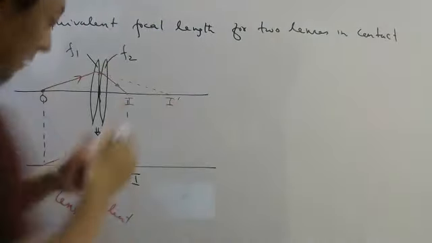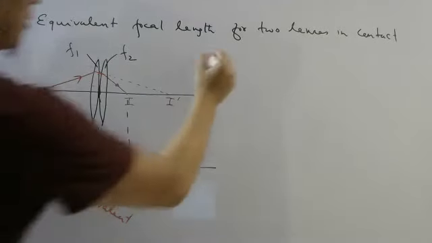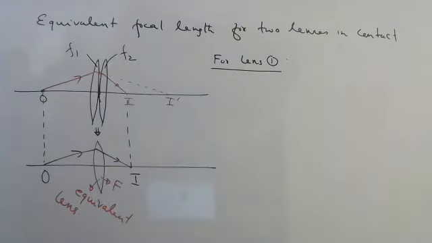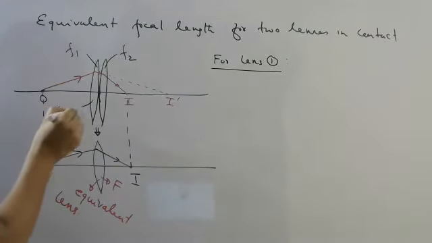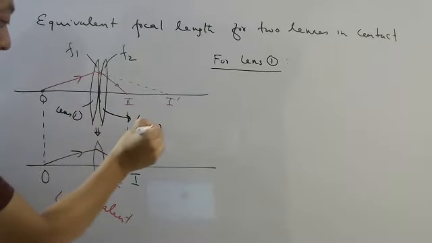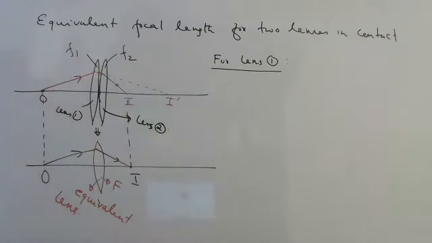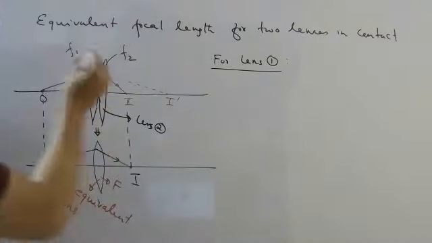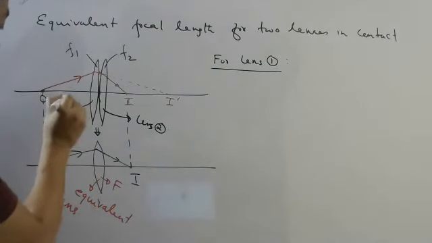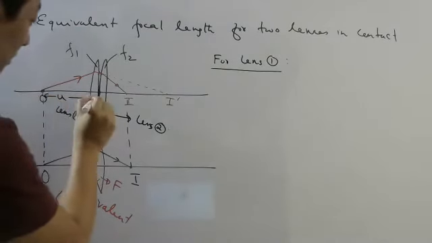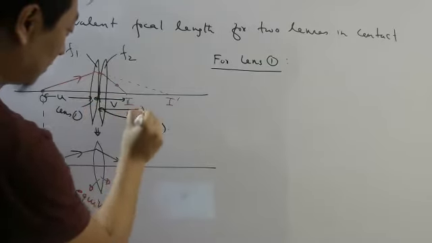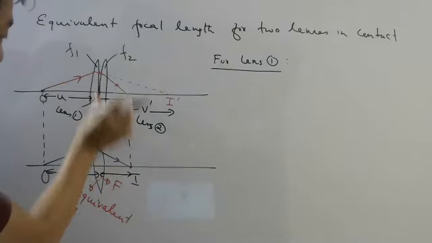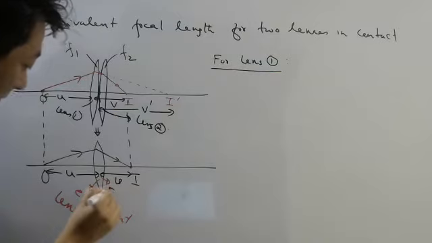So for the first lens, you can call this lens number 1, and this one lens number 2. Correct or not? Okay. Now here, don't use that single surface formula, use the lens formula. So let us call this distance u, this distance v, and this distance v dash, and this distance u, this distance is v, right?